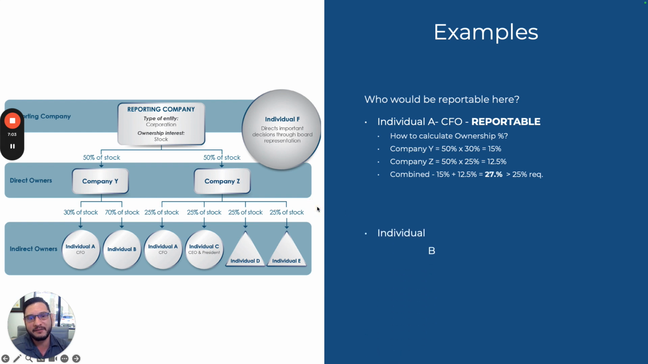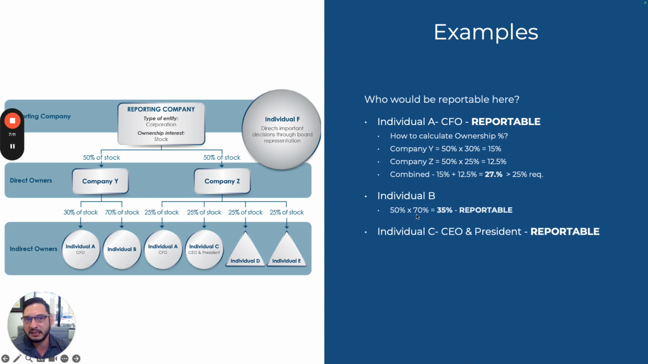Let's talk about individual B. No management decisions, but they do own 70% of Company Y. So 50% times 70% is 35%. They are going to be reportable because, again, that exceeds the 25% limit.